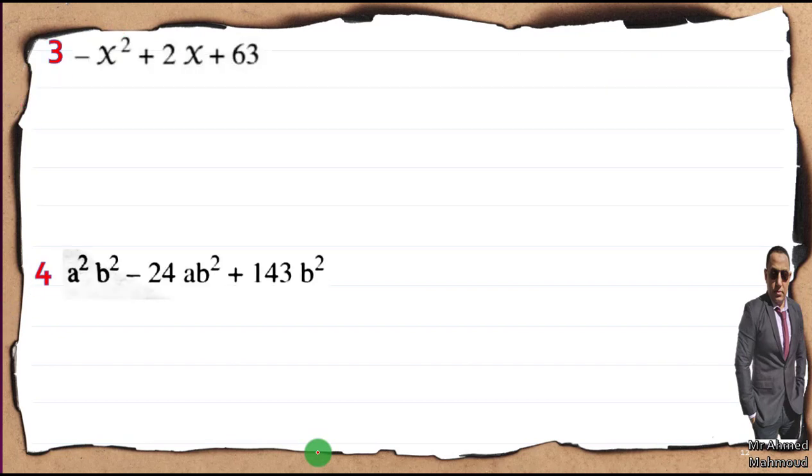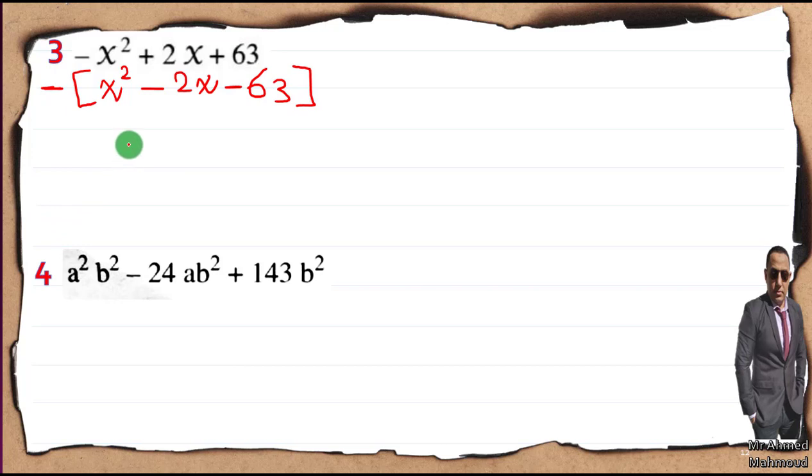Now number 3. By looking carefully at the first one, I have a negative outside. It's a big mistake to factorize when the first term is negative. So what am I going to do? I'm going to make this negative a common factor, like this, negative and open bracket. Negative over negative is positive, so I'm going to write x power of 2, but it will be positive. Positive 2 divided by negative equals negative 2x. Positive 63 divided by negative equals negative 63. This is the first step.